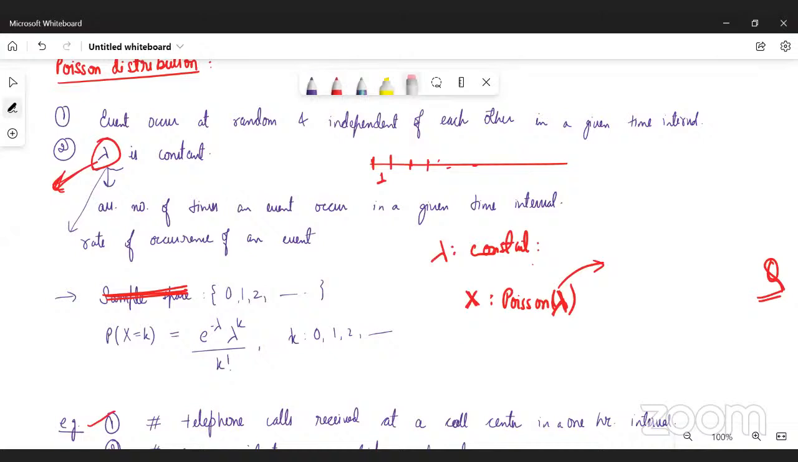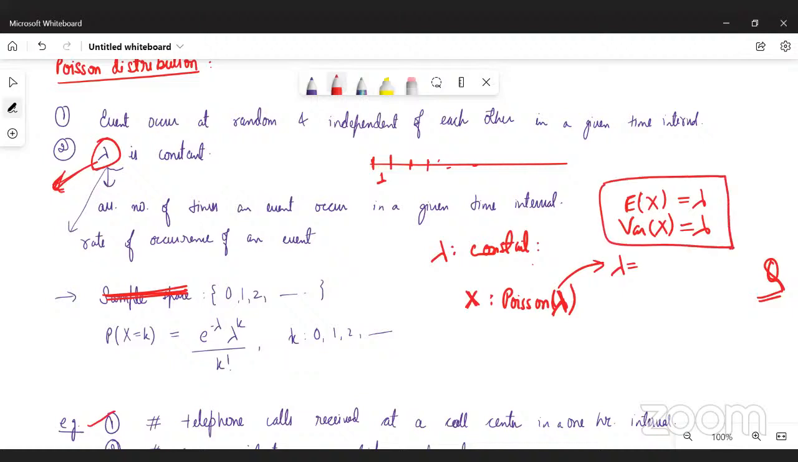Is there a relation, 1 by lambda is equal to the mean? Yes, lambda is nothing but the mean. If you have to find the expectation of the Poisson random variable, it is nothing but lambda. Even the variance of this random variable is lambda. I think all this you will see in expectation and variance in week 3. So in the case of the Poisson distribution, the expectation and variance are both equal to lambda.